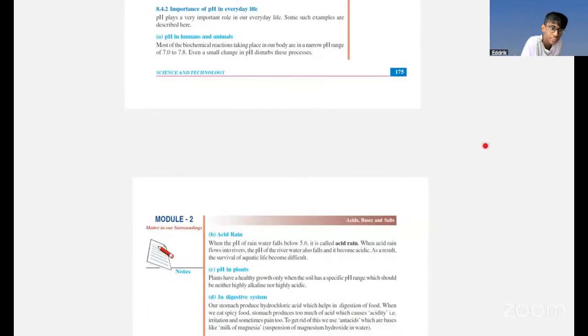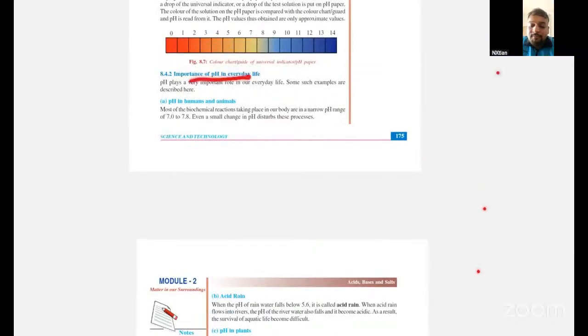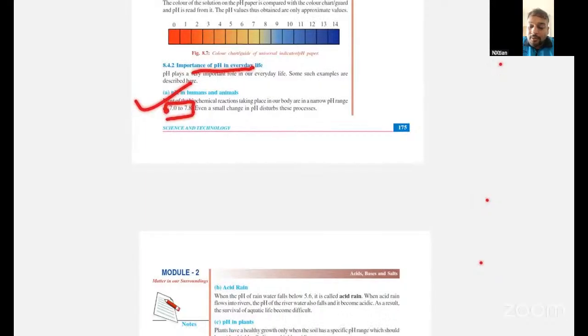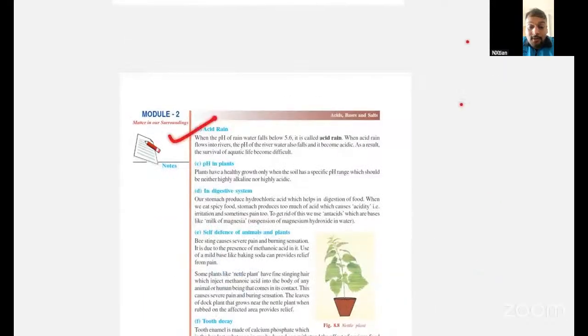Now, the importance of pH in our day-to-day life. pH in humans: we said the pH range should be 7.35 to 7.45. Acid rain is the first rain of the monsoon, which contains non-metal oxide gases. We learned that non-metal oxides behave acidic in nature, which reduces the pH of the water. When it goes to the lakes and ponds, it reduces the pH of the lakes too, and hence aquatic life will have a lot of problems.